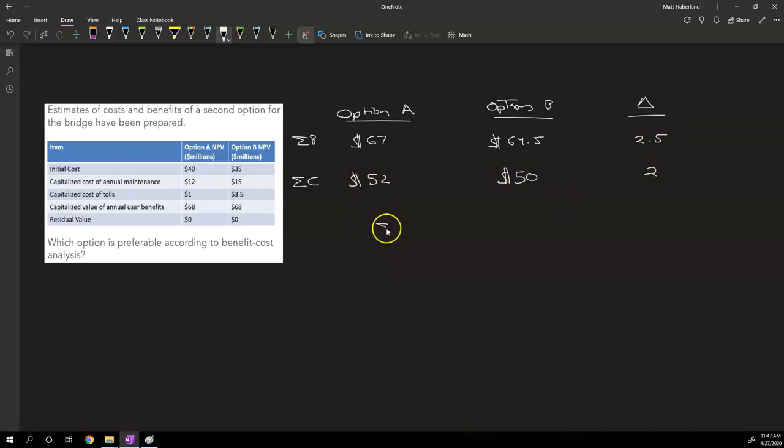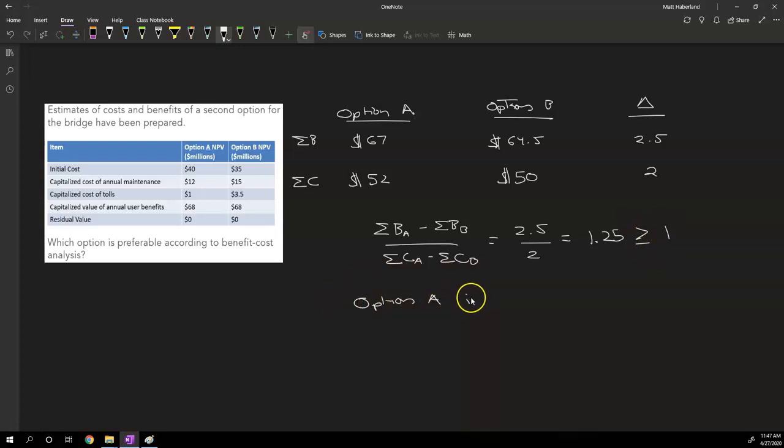So the sum of the benefits of option A minus the sum of the benefits of option B over the sum of the costs of option A minus the sum of the costs of option B is 2.5 over 2, which is equal to 1.25. And that there is greater than or equal to 1, so option A is preferable.